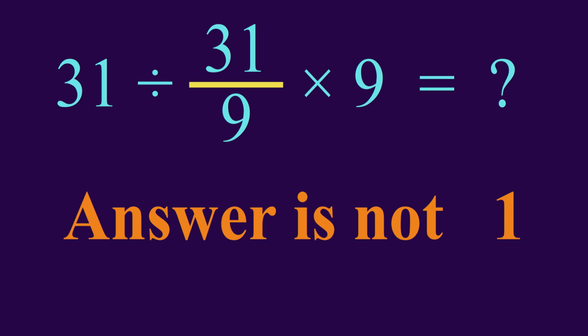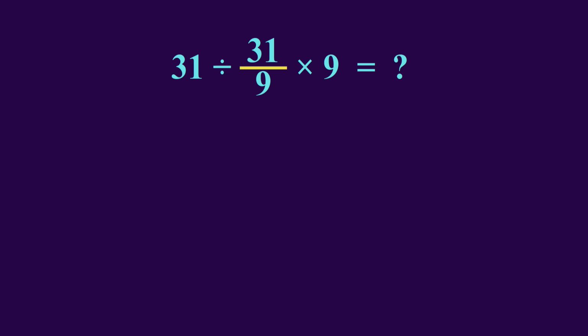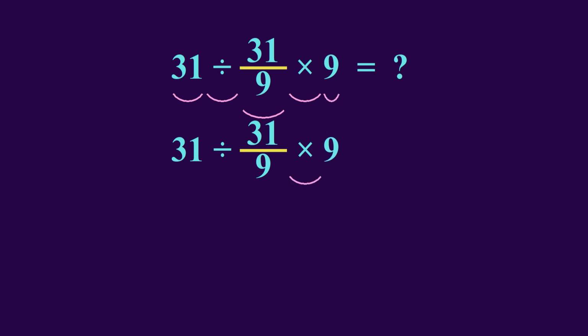On this part, our goal is to determine the numerical value of this statement. 31 divided by 31 over 9, then times 9. First we do this multiplication. 31 over 9 times 9. We can easily cancel this 9 and this 9. So here we have this 31 only, and 31 divided by 31 equals 1.